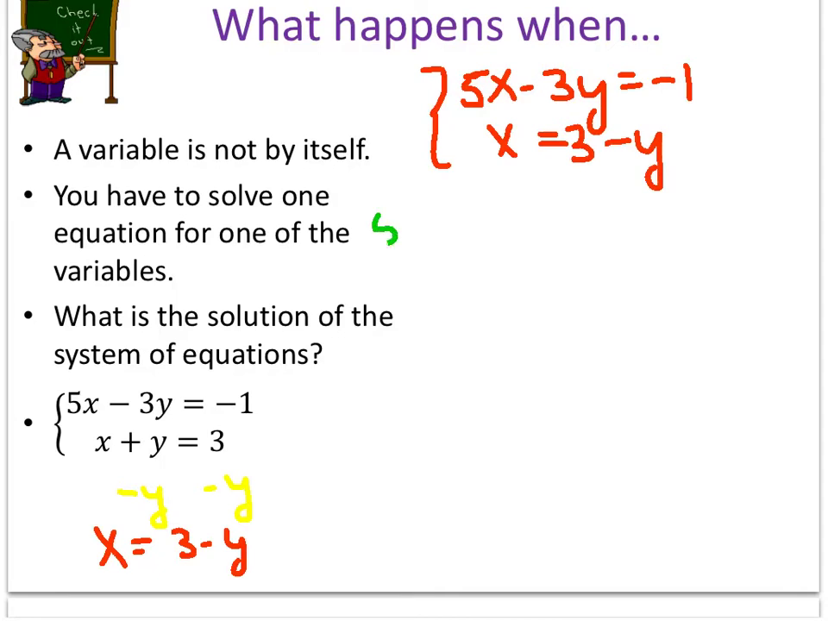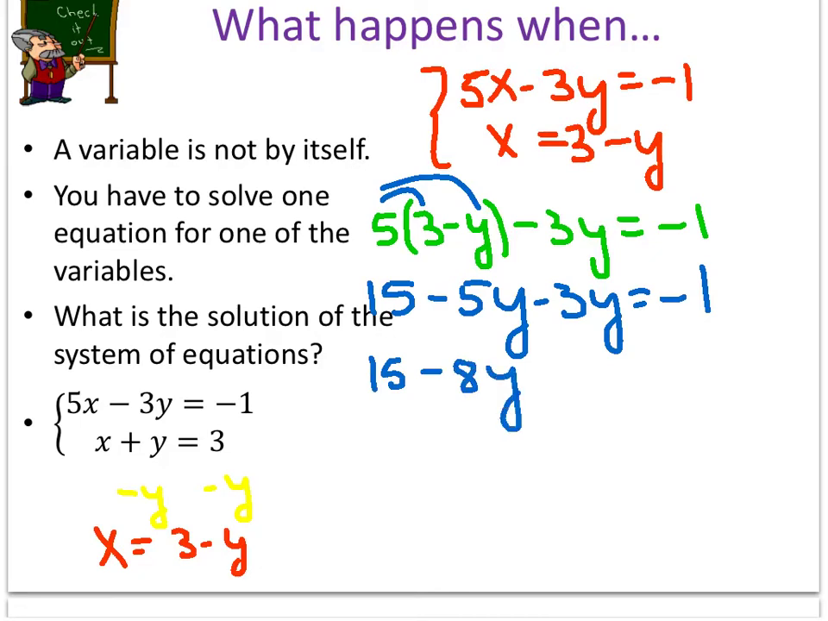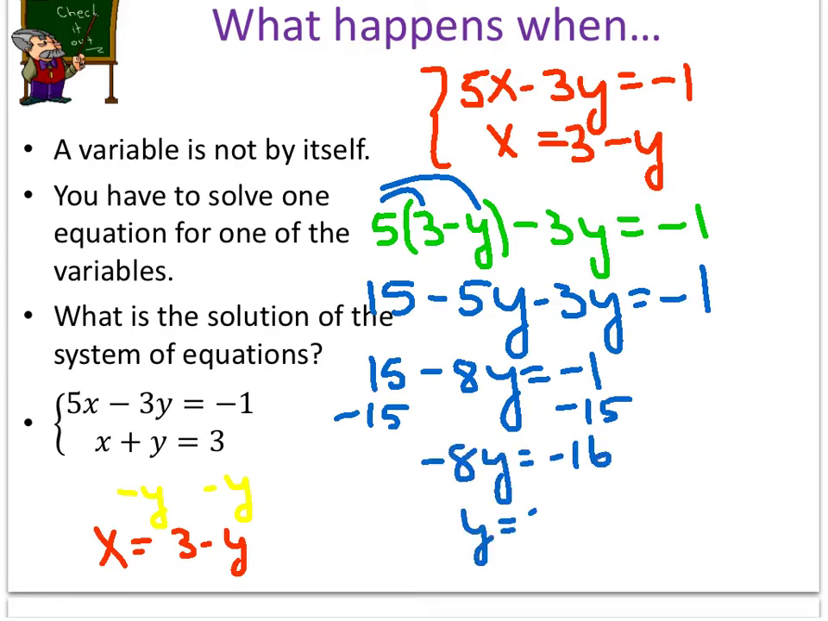So substituting, I get 5 times, notice the parentheses, okay, super important, minus 3y equals a negative 1. Distributing, 15 minus 5y minus 3y equals a negative 1. All right, so then I combine like terms, so 15 minus 8y equals a negative 1. I'm going to bring this guy to the other side. So negative 8y equals negative 16. So y is going to be a positive 2.